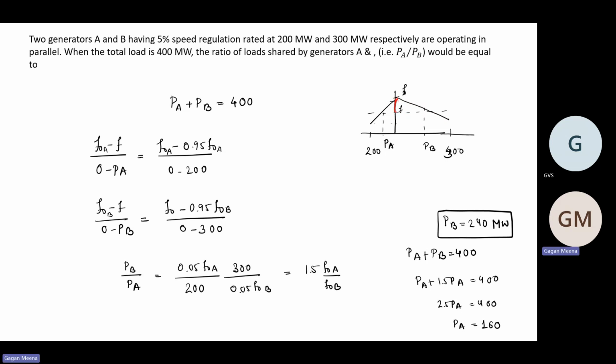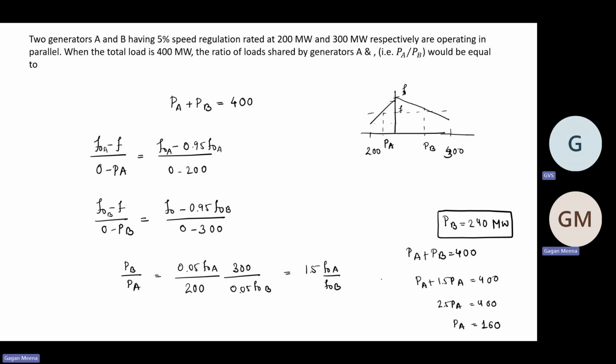So this divided by this is equal to this divided by this. So this is the property of similar triangles. We are using these two equations, and then we can solve. You will get PA is 160, PB is 240.